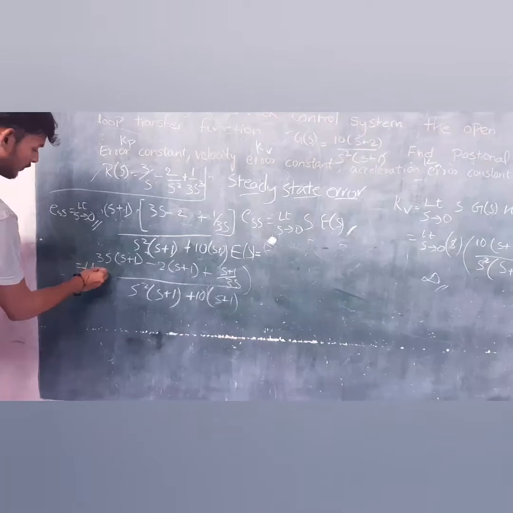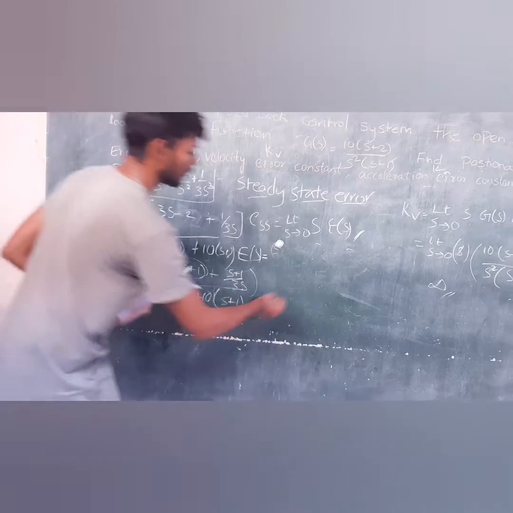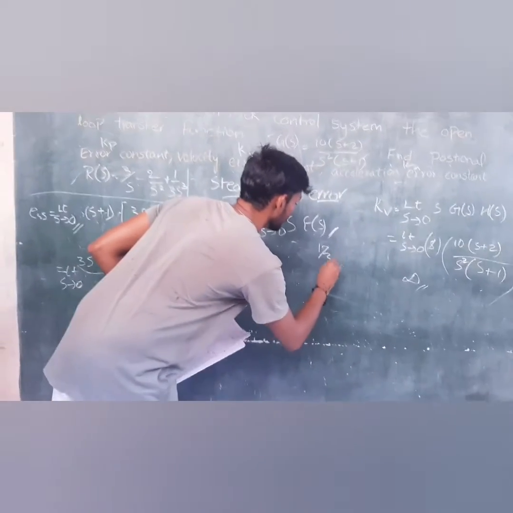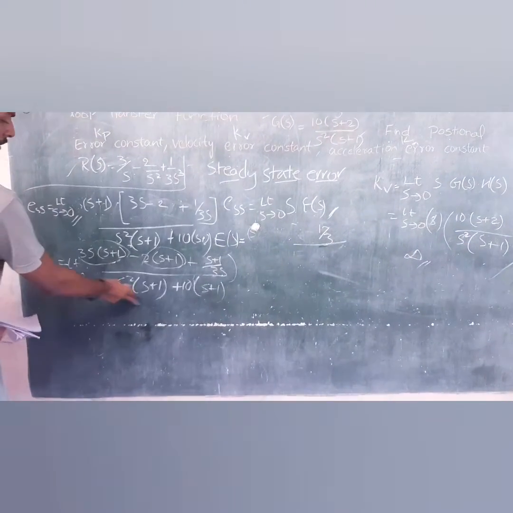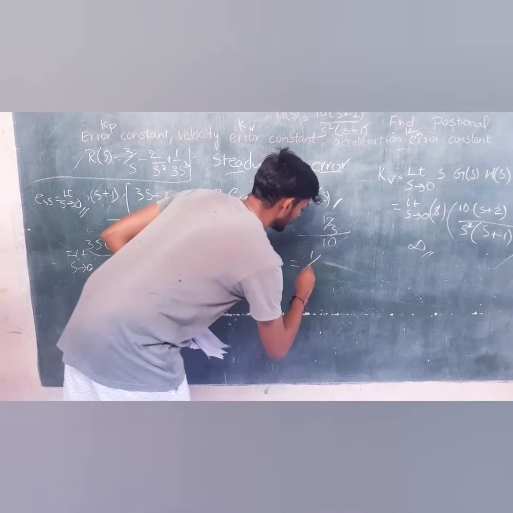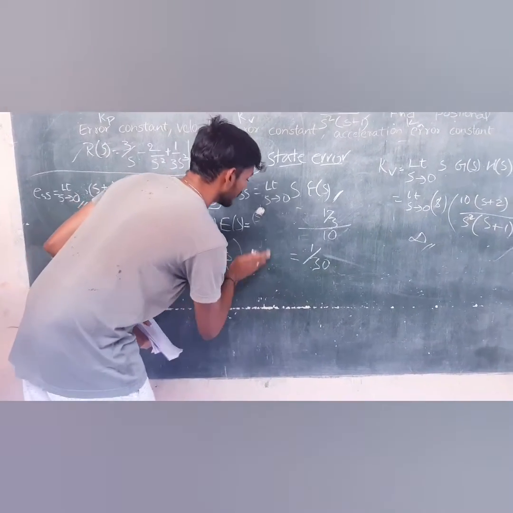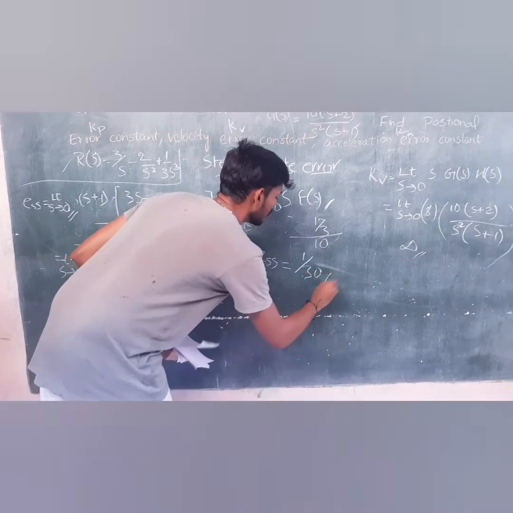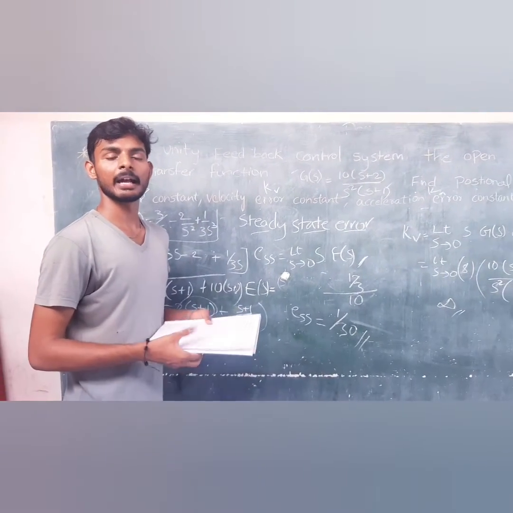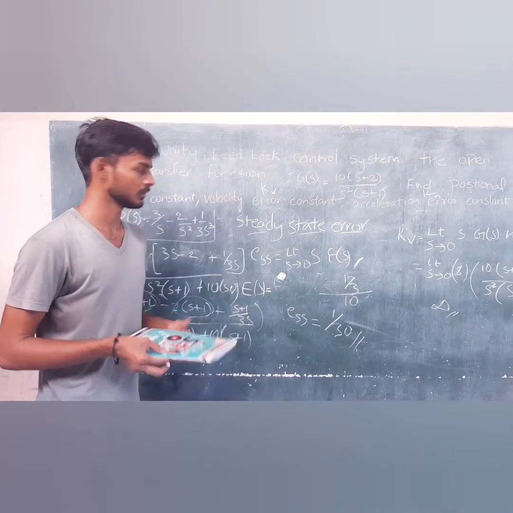Directly, after applying limits, this whole value will be 0, and here also 0. The final output will be that s is cancelled on this side, and 1/3 divided by 10, so the whole term will be 1/30. That is the steady state error of this system. In the next video we will see PI, PD and PID: proportional integral, proportional derivative, and proportional integral derivative. So thank you.